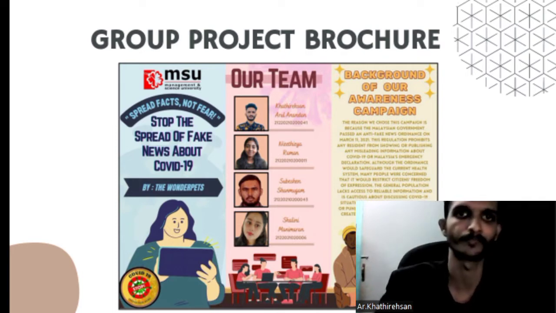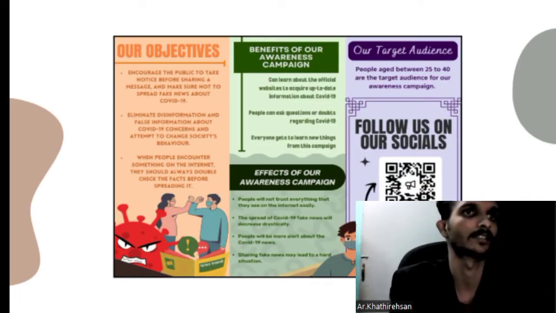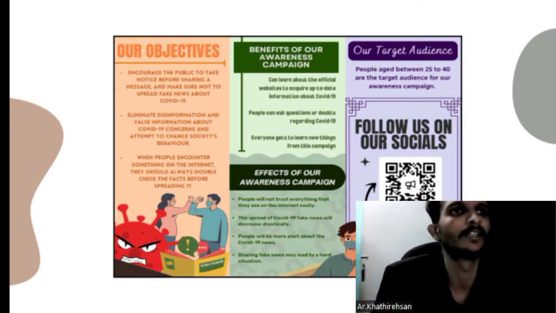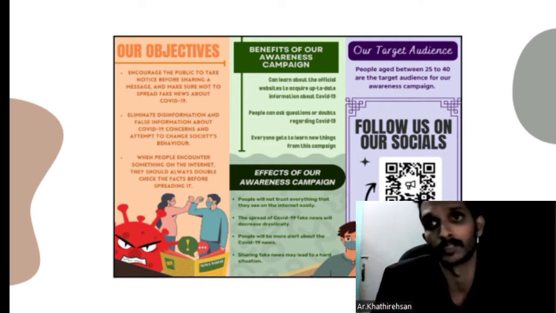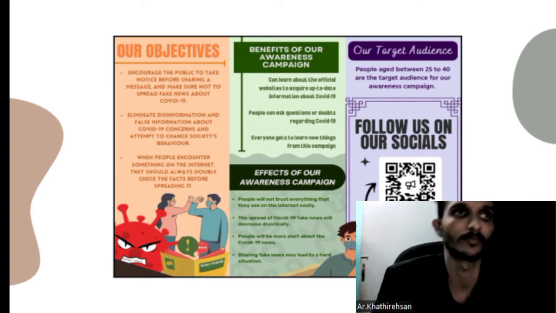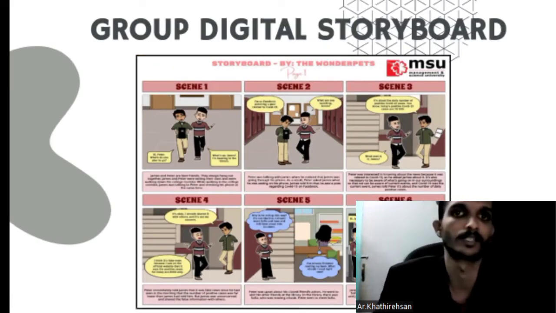Okay, next is the next page of the brochure. The second page of the brochure also has 3 columns. In the first column, we have written the objective of our awareness campaign. In the second column, we have the benefit and effect of our awareness campaign. Finally, in the last column, we have the target audience and also our social media link, which you can see as a QR code.